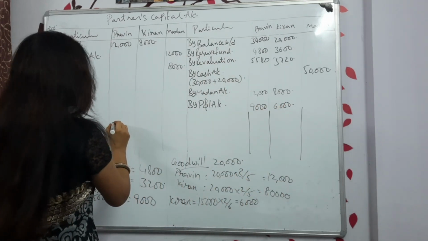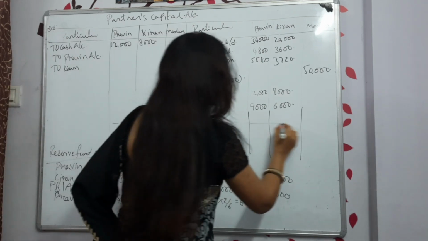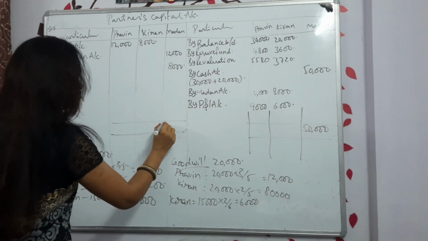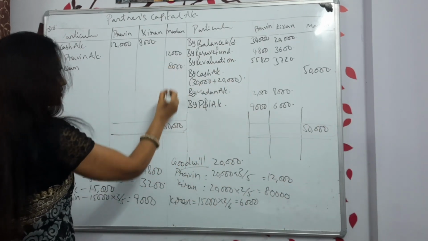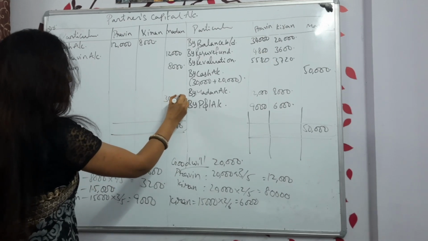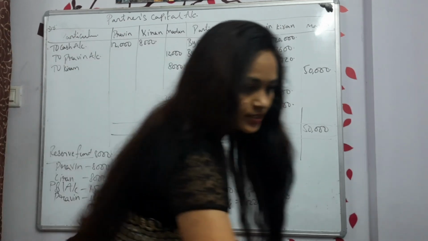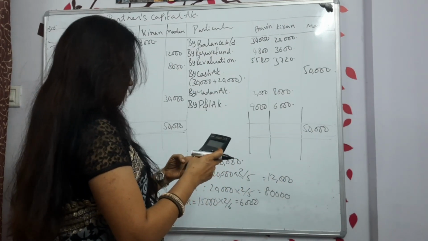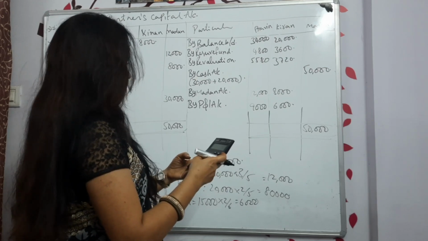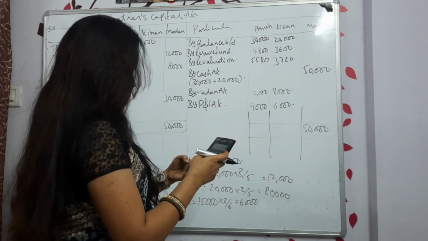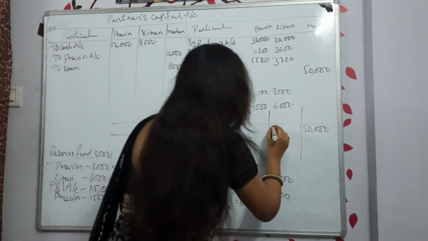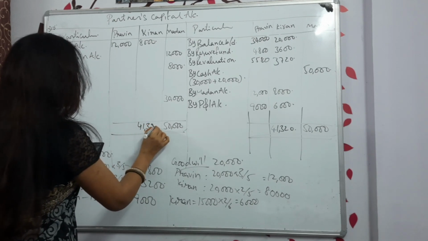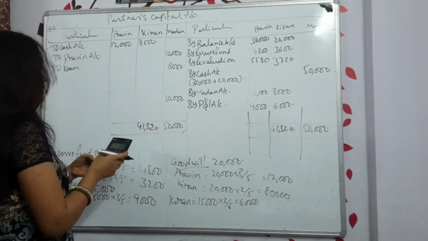Now let's do the total. This is 50,000. 30 plus 20, 50. Here 20. So here also 50. When you subtract, you will get 30,000 here. Now what is the total here? Let us check the total. 20,000, 3,600, 3,720, 8,000 and 6,000. It is 41,320. 41,320 minus 8,000.